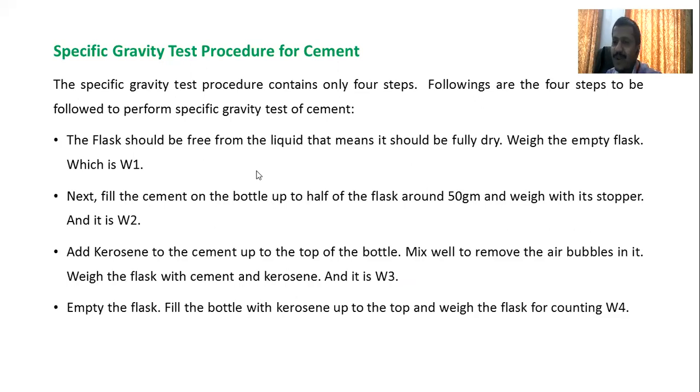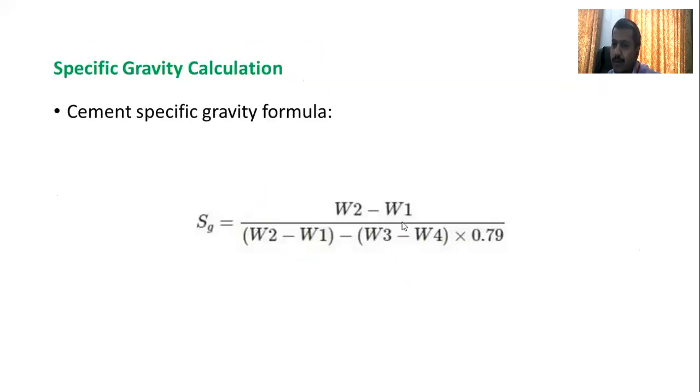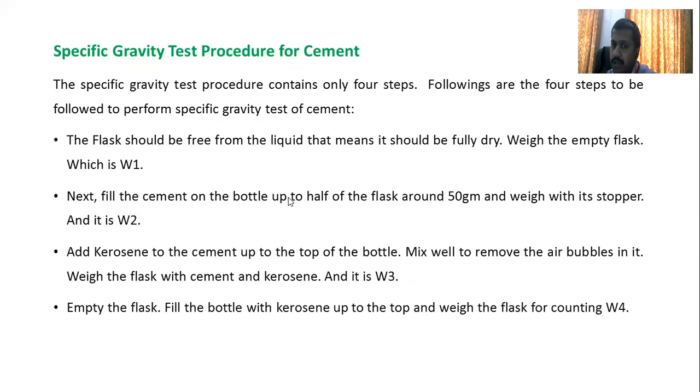After taking these 4 weights, you have to use this formula: (W2 minus W1) divided by ((W2 minus W1) minus (W3 minus W4)). Or I will tell you any other different formula also. By using this formula, you can determine the specific gravity of the given cement.